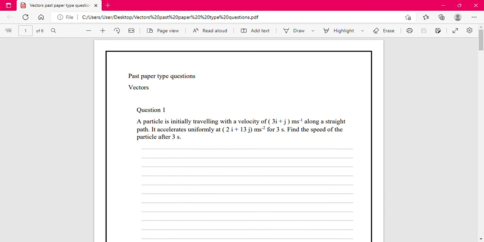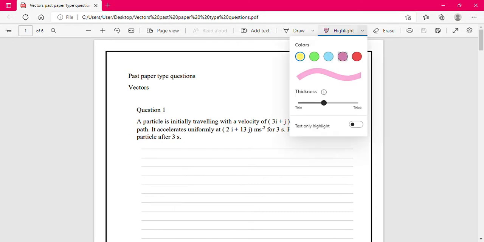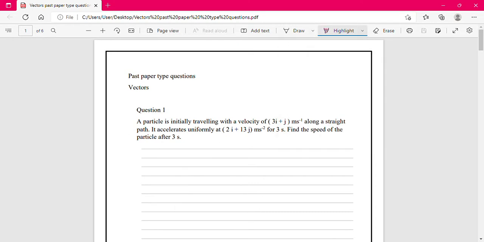Hello students, today let us discuss some of the past paper type questions on the topic of vectors. Now as I already told you, whenever a problem comes, read the problem carefully, note down what things you find important in the problem and write the data with proper symbols.